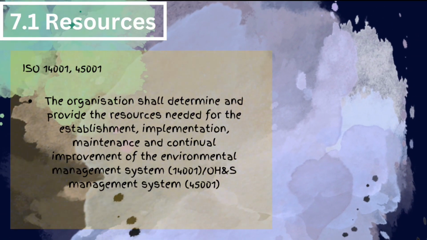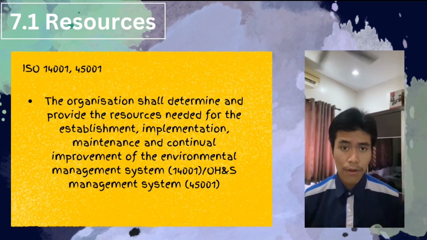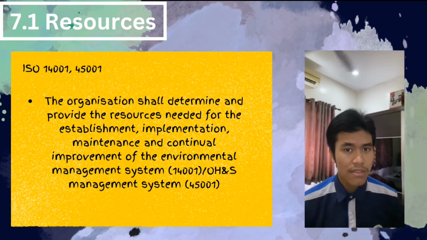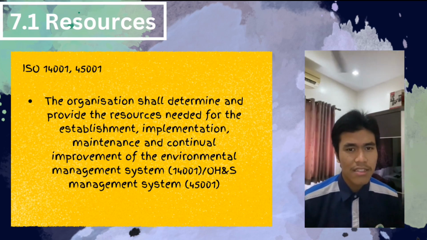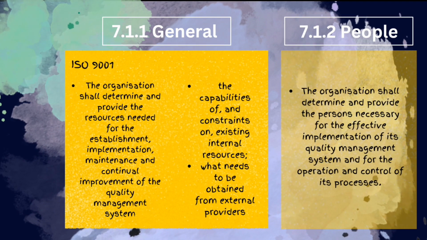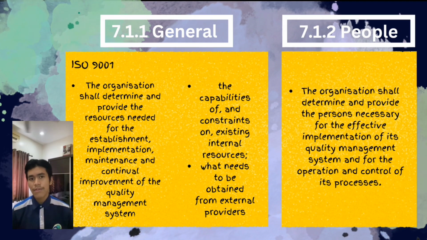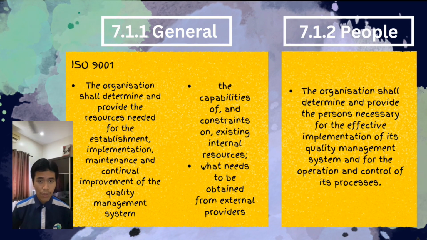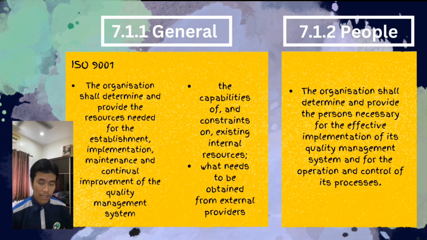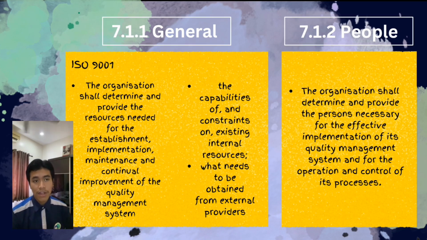ISO 14001 and 45001 share a similar subclause, which states that the organization shall determine and provide the resources needed for the establishment, implementation, maintenance, and continual improvement of their respective management systems. ISO 9001, however, is a bit different in that it has more subclauses. Subclause 7.1.1 is similar, with the added statement that the organization shall consider the capabilities of and constraints on existing internal resources, as well as what needs to be obtained from external providers.